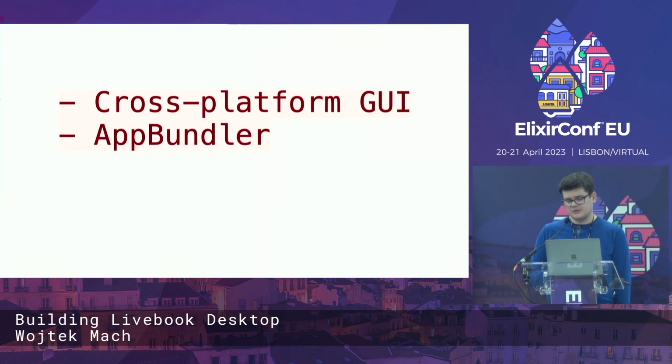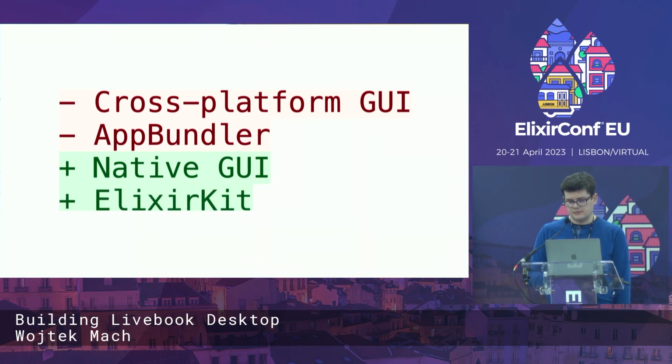So we took a step back, and instead of using cross-platform GUI toolkits, we decided we are going to use native GUIs. And instead of the app bundler project, which hides all of the machinery, abstracting everything out, we decided to have a different library which bridges the native code that you write with the Elixir code on the backend that you write as well. And we call this ElixirKit.